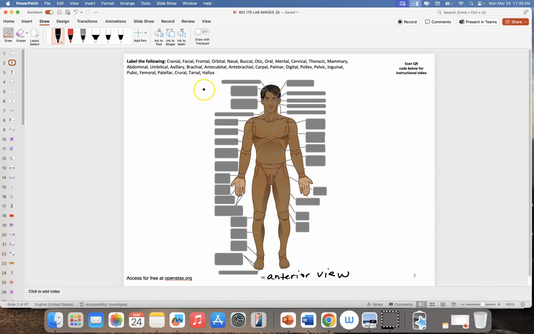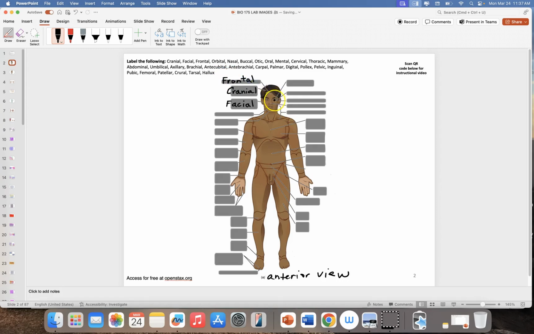The first one is the anatomical landmark for the skull, and we use the term cranial. And then next we have the face. We will use the anatomical landmark term facial for the face. And if we focus in on the face, we have a variety of landmarks here as well. The forehead is frontal.